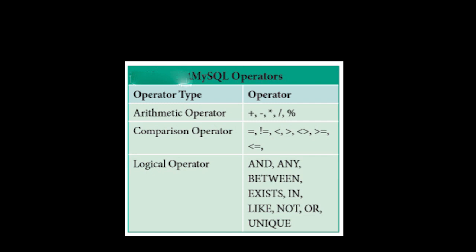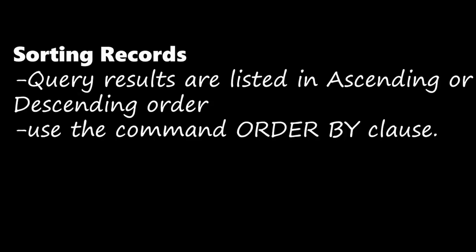right? Comparison operators means these operators which we saw here: equal to, exclamatory or equal to means it is not equal to, greater than, less than, greater than or equal to, less than or equal to. These all will come under comparison operator. Okay. Next, let's see how to sort the records.